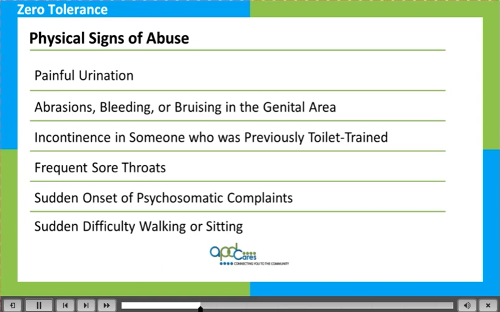Note that these physical indicators may not be signs of abuse if they are one-time occurrences or if no other symptoms are present. Do not assume that the presence of one of these indicators automatically means an individual is being abused. However, you need to consider the possibility that these physical signs should be looked at further.